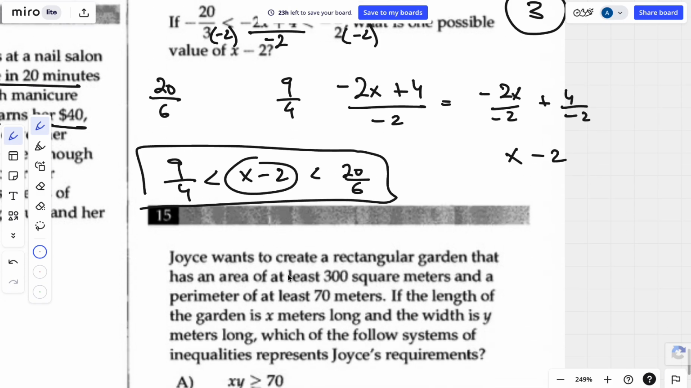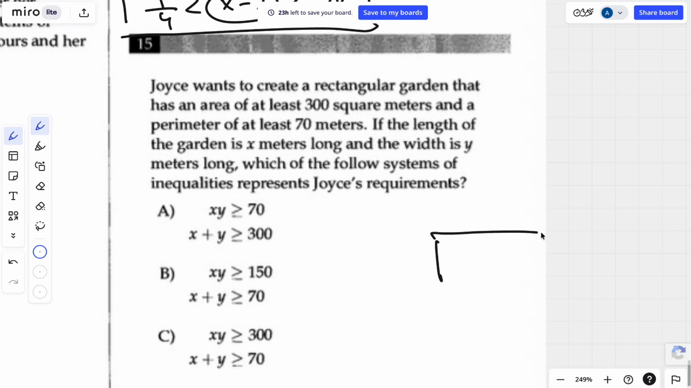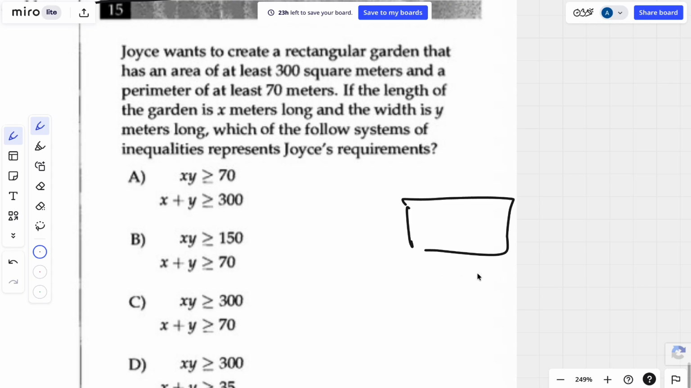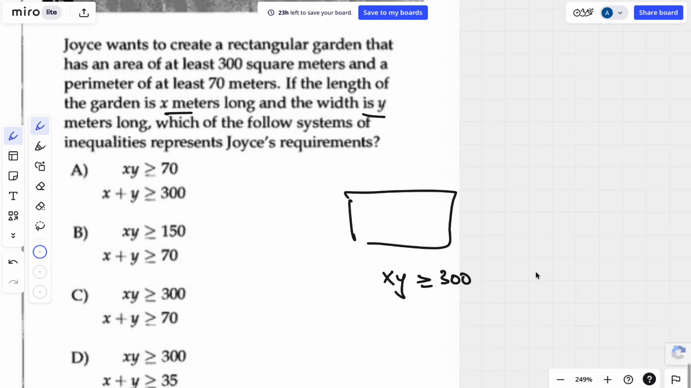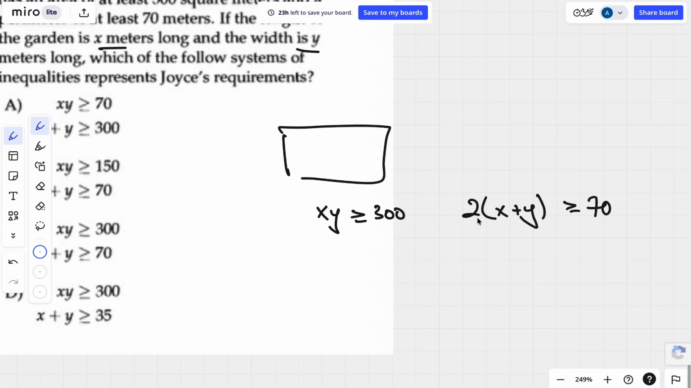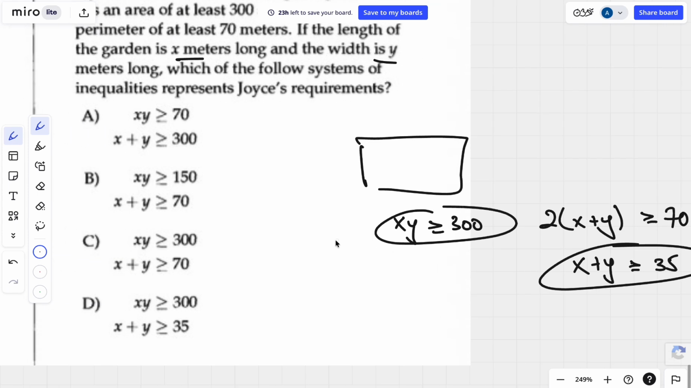That's a possible solution. 15, we have a rectangular garden. It says the area is at least 300, and the perimeter is at least 70. So for area, we have the length and the width. x is length, width is y. So let's say xy, the area, is greater than or equal to 300, and then the perimeter, 2 times (x plus y), that's the formula for perimeter, should be at least 70. Let's simplify the right side, perimeter. Divide both sides by 2, we'll get x plus y greater than or equal to 35. So we have this, and we have this, which means D would be our solution.